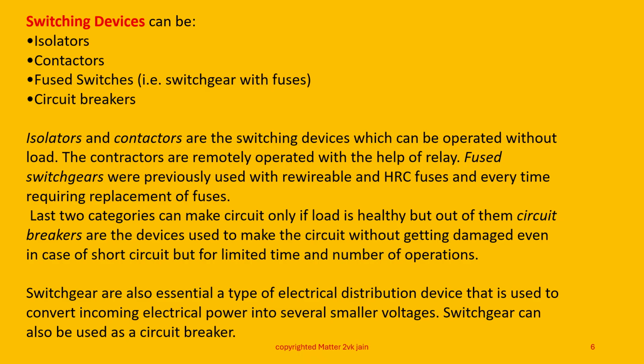Last two categories can meet circuit only if load is healthy, but out of them, circuit breakers are the devices used to make the circuit without getting damaged even in case of circuit, but for limited time and number of operations. So that becomes the definition of circuit breaker. Switchgear are also essential, a type of electrical distribution device that is used to convert incoming electrical power into several smaller voltages. Switchgear can also be used as a circuit breaker.